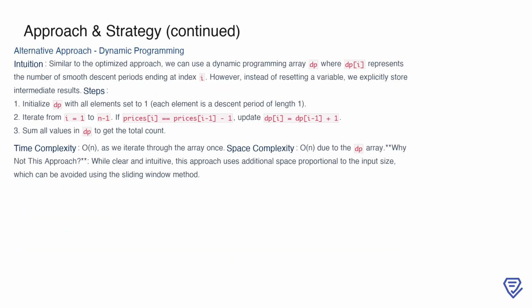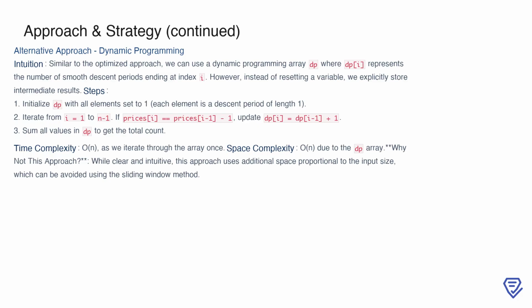An alternative approach involves using dynamic programming, which is conceptually similar to the sliding window method but differs in implementation. Here, we use a DP array, where each element dp[i] represents the number of smooth descent periods ending at index i. Initially, we set all elements of dp to 1, as each individual element forms a descent period of length 1. We then iterate through the array from index 1 to the end. If the condition prices[i] equals prices[i-1] minus 1 is satisfied, we update dp[i] to dp[i-1] plus 1, effectively capturing the cumulative smooth descent periods. Finally, we sum all values in the dp array to get the total count.